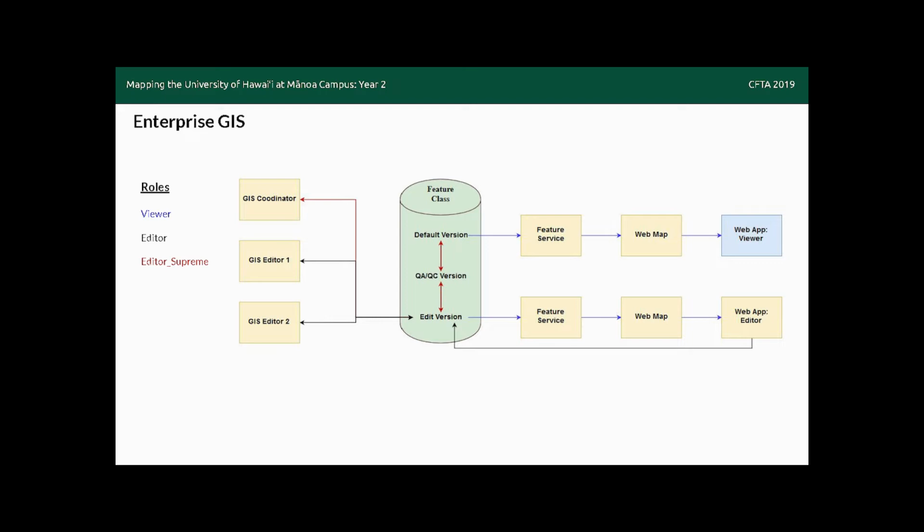That way we're protecting the data just in case we messed up with editing, then it's not going to be in the published version. And the published version, you publish it as a feature class service or map service, which you then plug into a web map, which you then plug into a web app viewer.